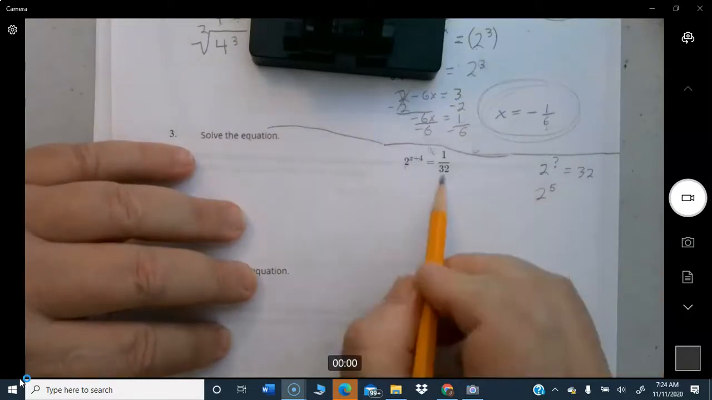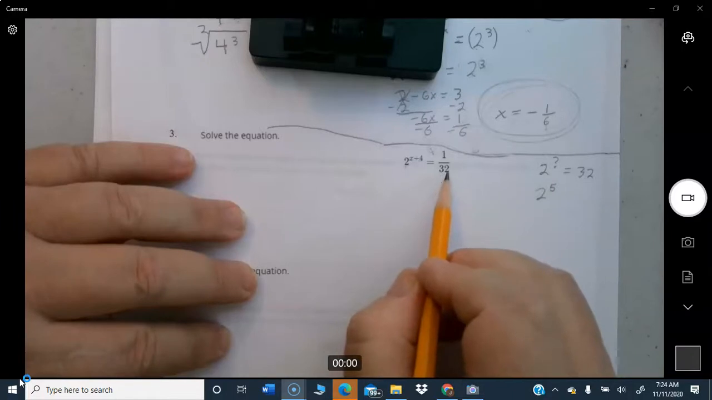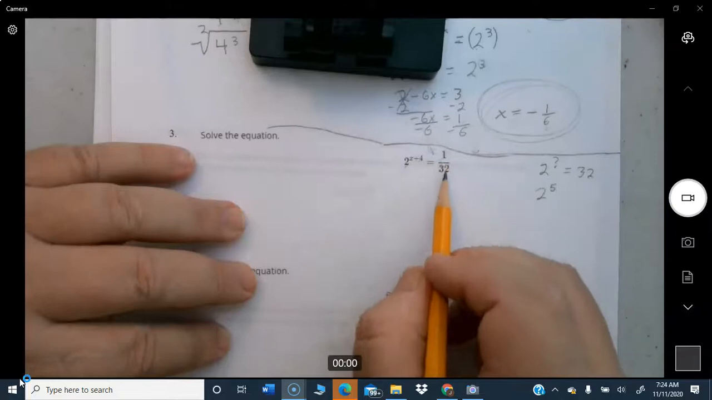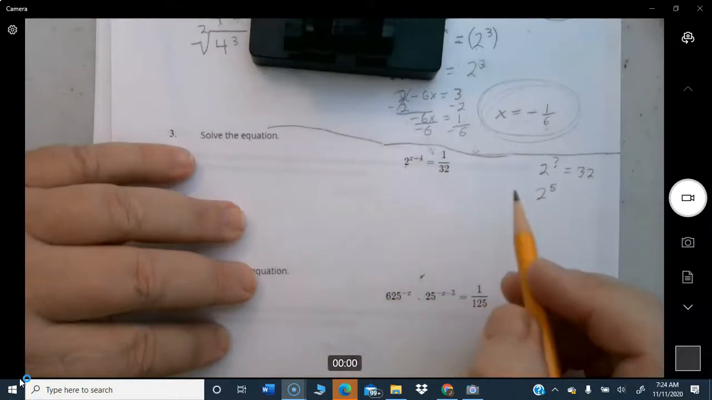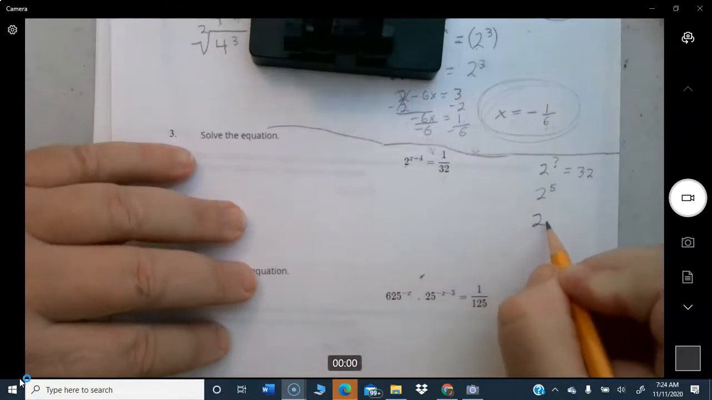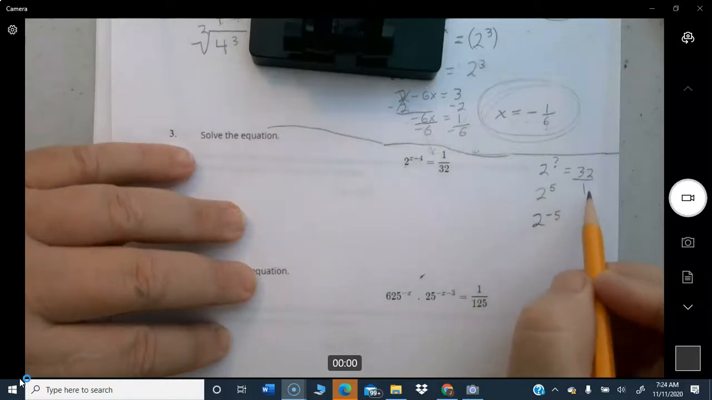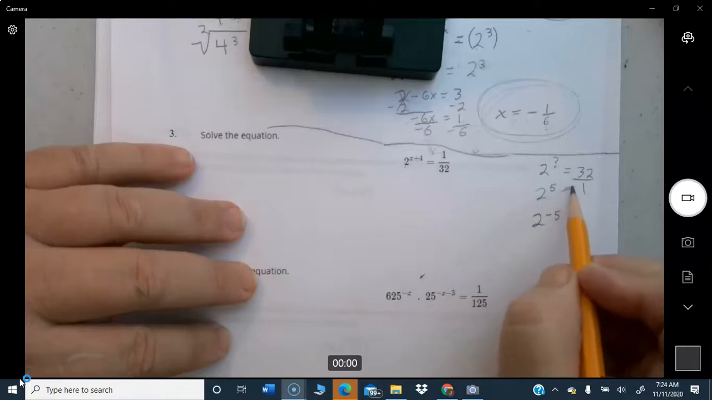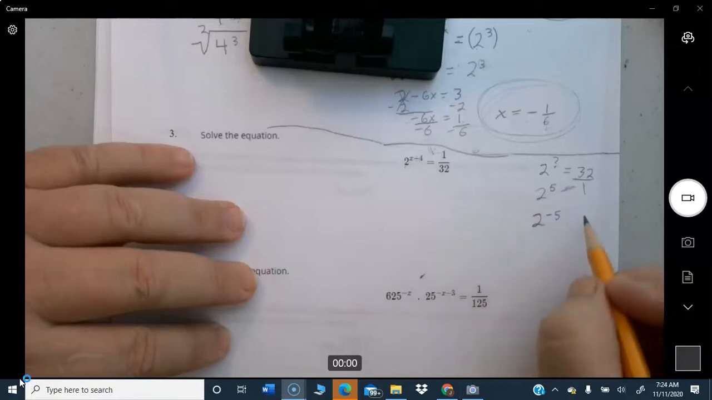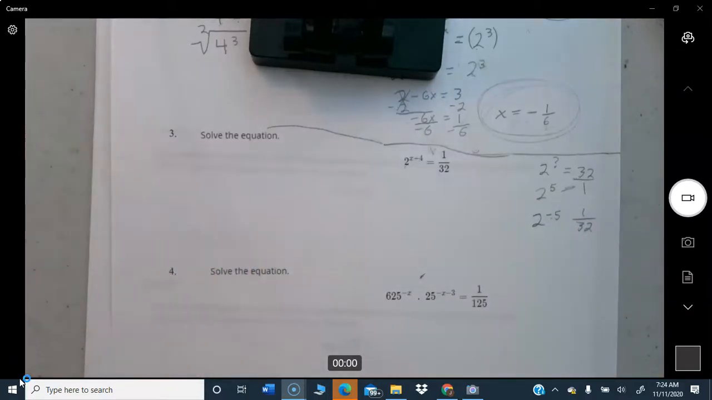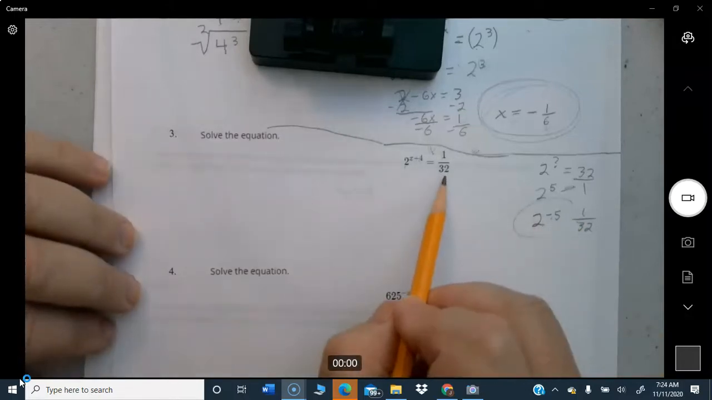But this is not 32, it's 1 over 32. And the way you always get a reciprocal or a fraction like that on the bottom is you make it 2 to the minus 5th. Minus 5th flips the 32. You can write that as 32 over 1. So that's 2 to the 5th. And 2 to the minus 5th is 1 over 32. It doesn't make it a negative number. It just takes the reciprocal. All right? So that's going to be the common base for 1 over 32.